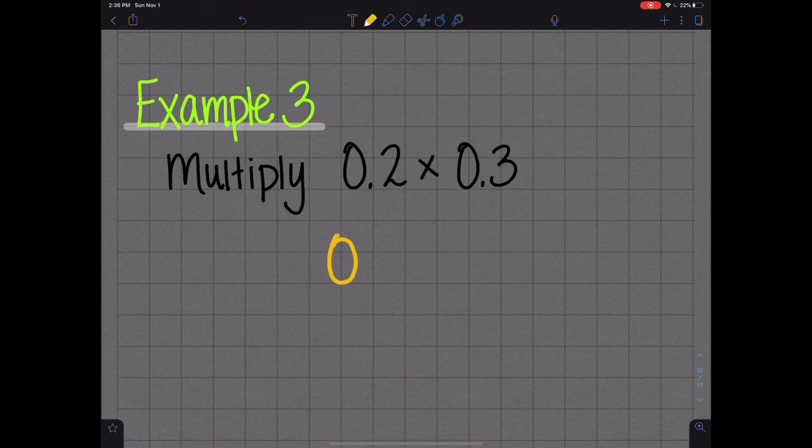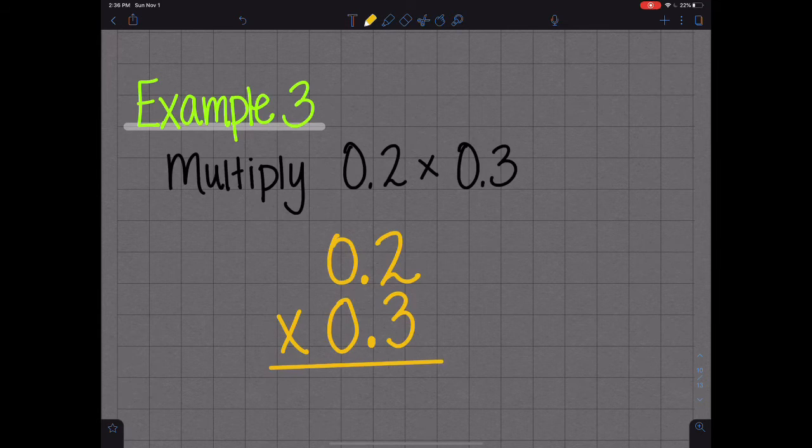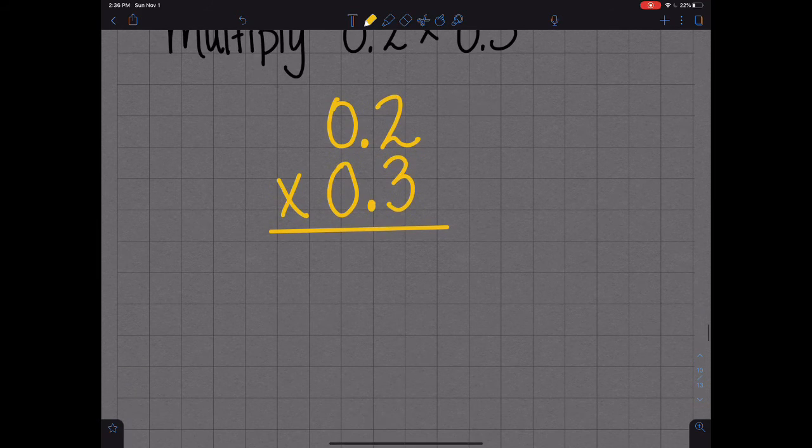We're going to multiply 0.2 times 0.3. Now remember, when you multiply, you do not need to line up the decimals. They just happen to line up in this situation. So the first thing we're going to do is 3 times 2. So 3 times 2 is 6. 3 times 0 is 0.